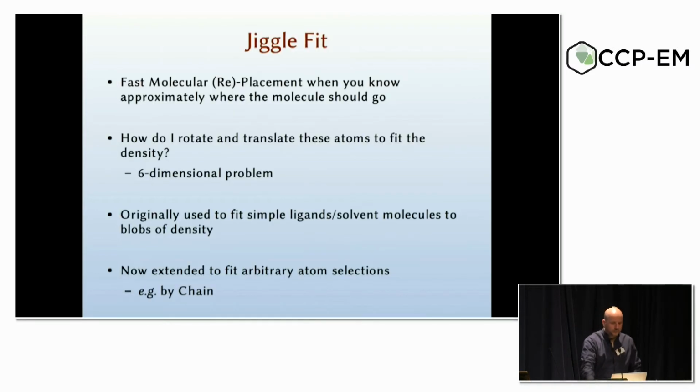So it is a fast molecular placement feature where you are approximately where you want to be, or you have put the molecule approximately where you want it to go. You're asking the question, how am I rotating and translating the atoms? It's a 6-dimensional problem.